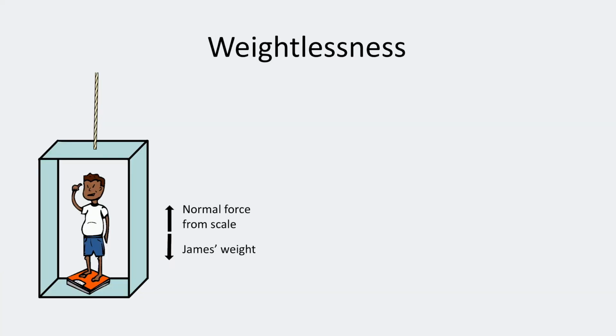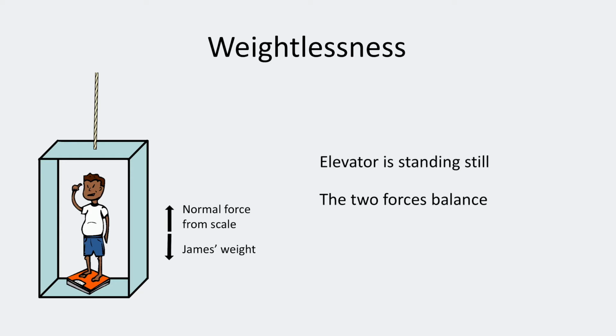Now we've put James and the scale in an elevator. The elevator is standing still, so we know that the two forces exactly balance, just like in the previous case. And the apparent weight is therefore exactly equal to James's weight.